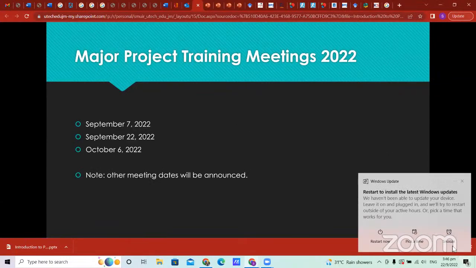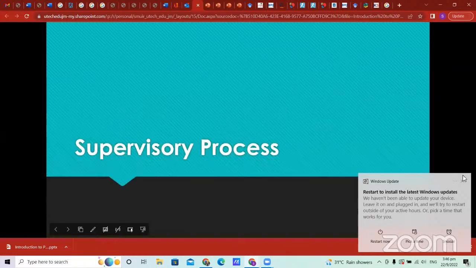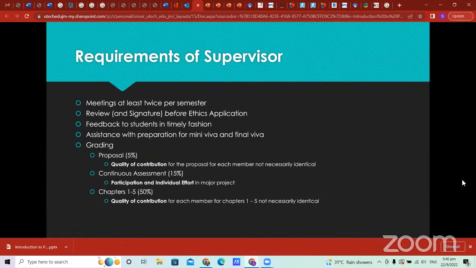Why won't this notification go away? See, it doesn't let me. How hard is it to get this off the screen? Maybe I should just move on. Don't know why it's not working. Anyway, so the supervisory process. Is it not going ahead? What am I doing wrong, guys? Finally, it goes ahead. All right.